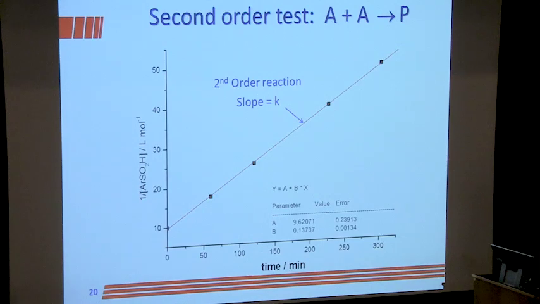Okay, and here's an example. This is just for this compound decomposition. We have 1 over concentration, so it's liters per mole, versus time. And we plot 1 over concentration versus time. We see we get a straight line. The y-intercept is 1 over the concentration of A at time 0. Okay? And the slope is 1.374 times 10 to the minus 1 liters per mole per minute. So that's the rate constant.